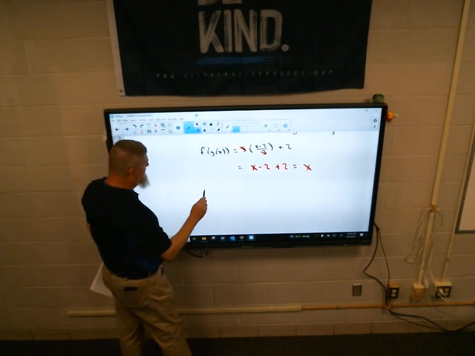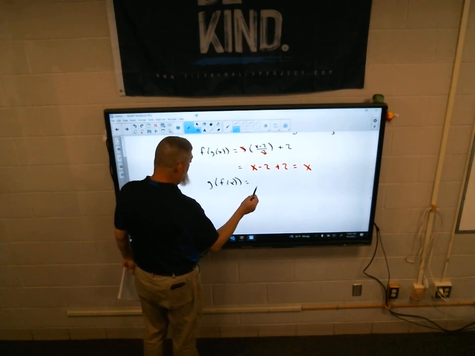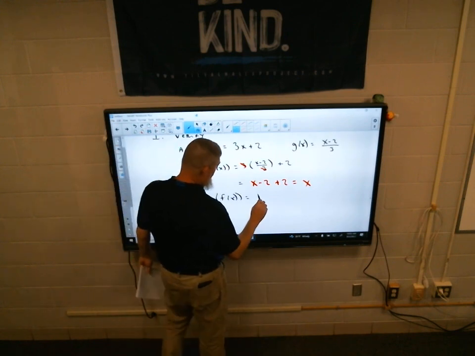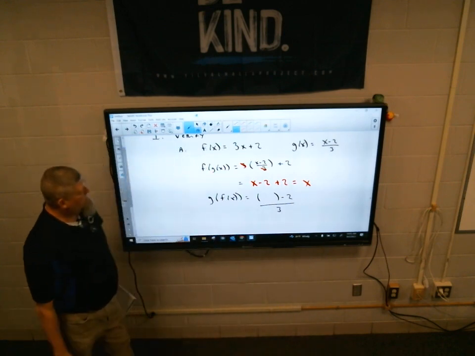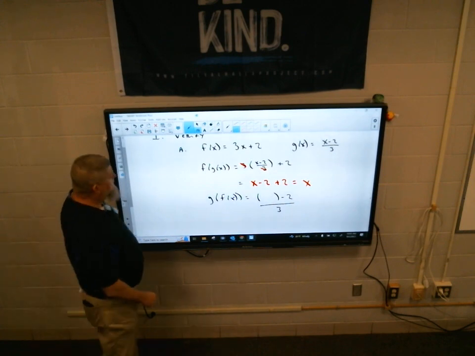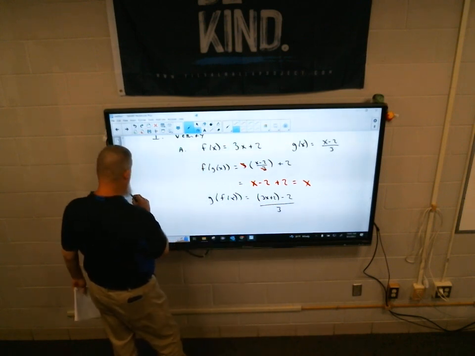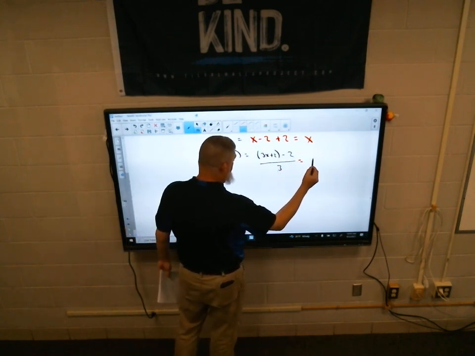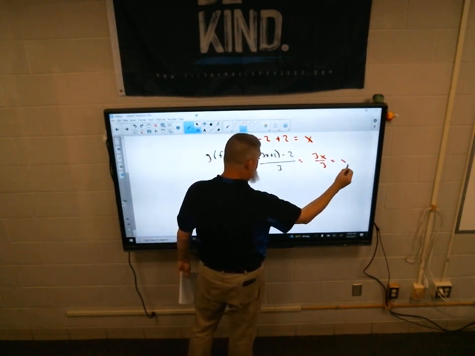Okay, so g of f of x. I'm going to write the g, which is x minus 2 divided by 3. So then what goes in there? 3x plus 2. And then we simplify. If I take away those parentheses, I'm left with 3x plus 2 minus 2, which is 3x over 3, which equals x.